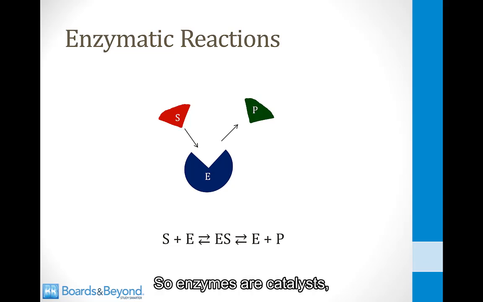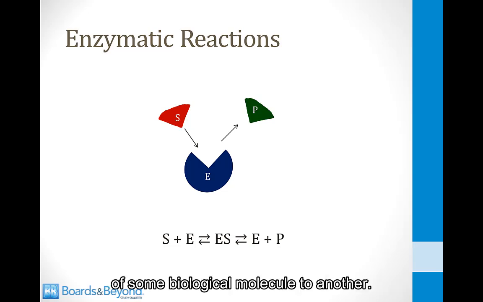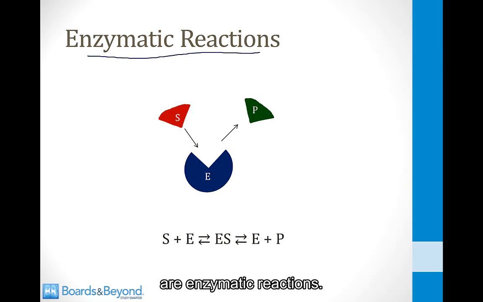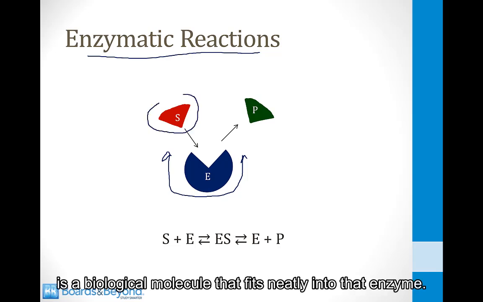So enzymes are catalysts, which means they increase the rate of conversion of some biological molecule to another. So the first thing we're going to discuss are enzymatic reactions. And the way to think about enzymes is to picture them as a circle with a piece missing right here. Most enzymes are proteins, but you can just think of them as a circle with a little wedge cut out. And then something called a substrate is a biological molecule that fits neatly into that enzyme.